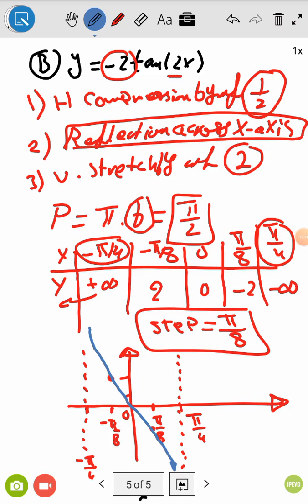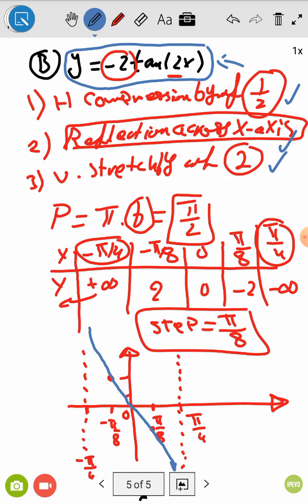Okay, look guys, I'm going to explain letter B. Letter B here: y equals negative 2 tan 2x. Look at the equation. They give us this one. I'm going to explain how we write it. It's so easy. First step, we write the transformations: horizontal compression by a factor of half, reflection across the x-axis, vertical stretch by a factor of 2. It's clear and you know them.